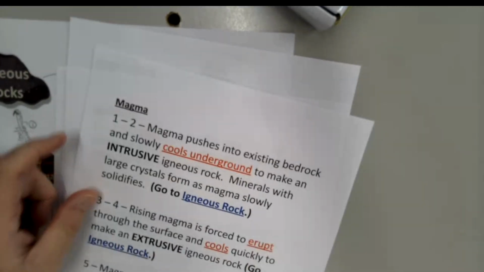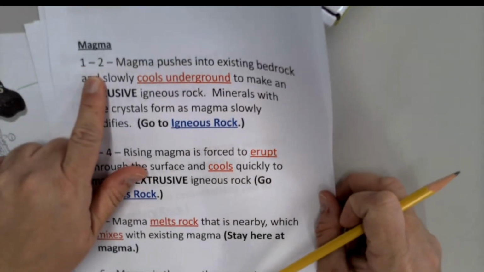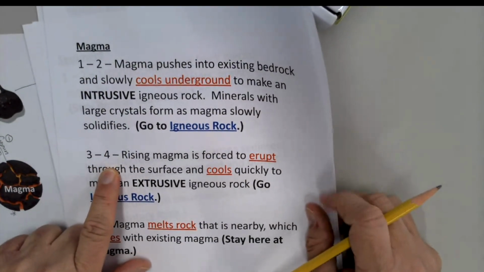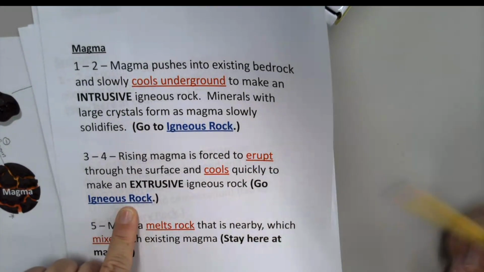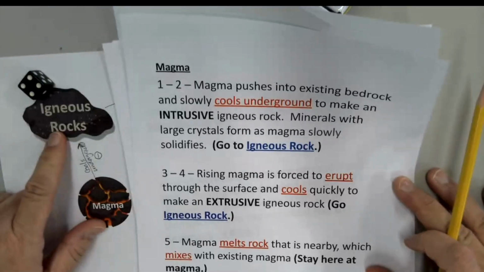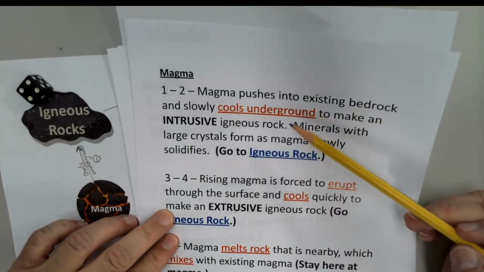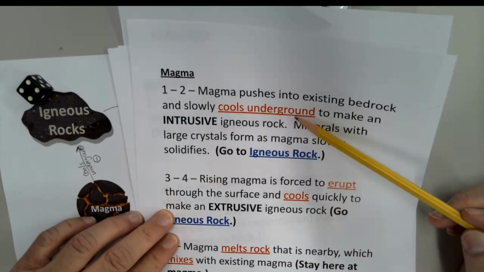As you notice, you'll see that there's a bunch of different stations that seem kind of similar. For example, you have cooling underground and cooling above ground. Those are two different things. They both go to igneous rock, but they're two different processes. They both go from magma to igneous rock, but one's cooling underground, the other is erupting and cooling.